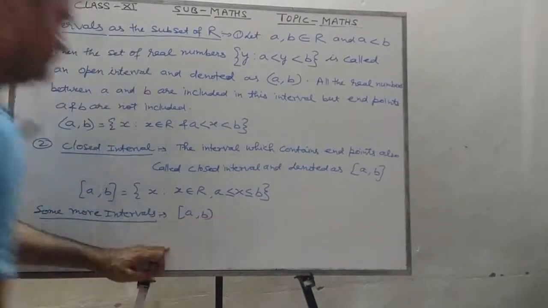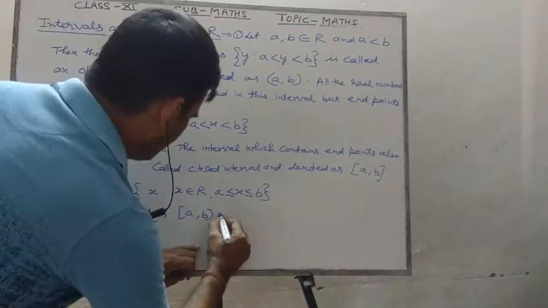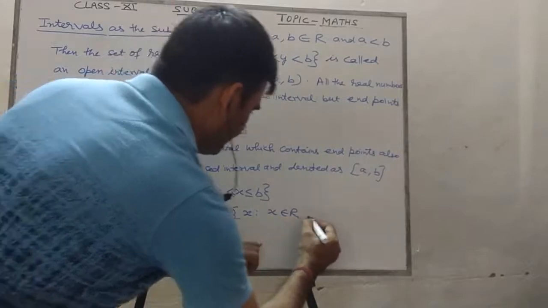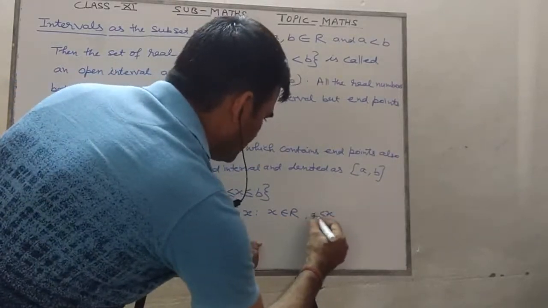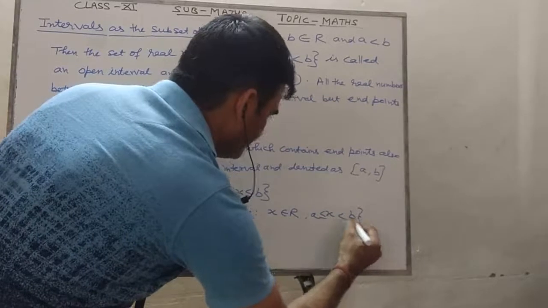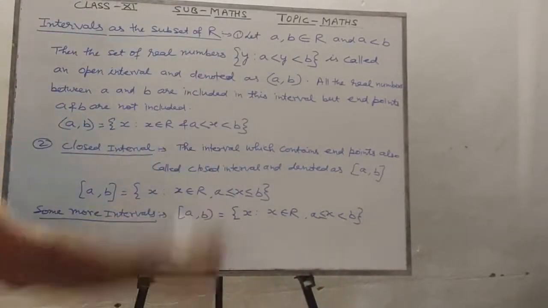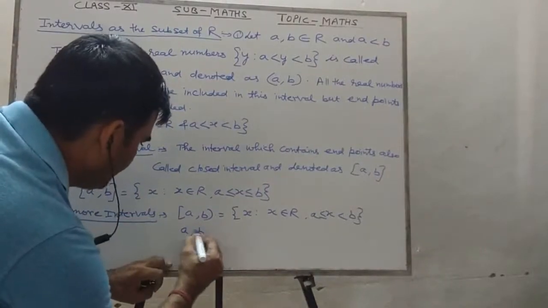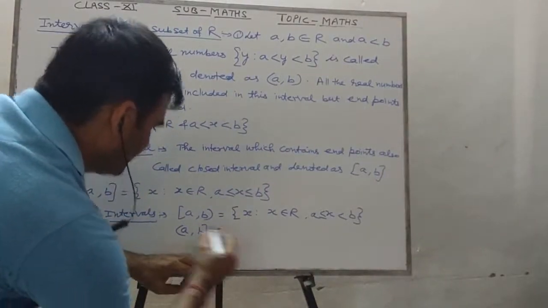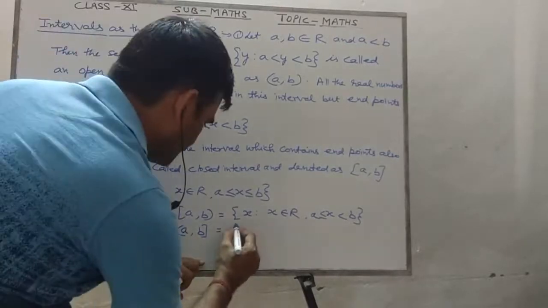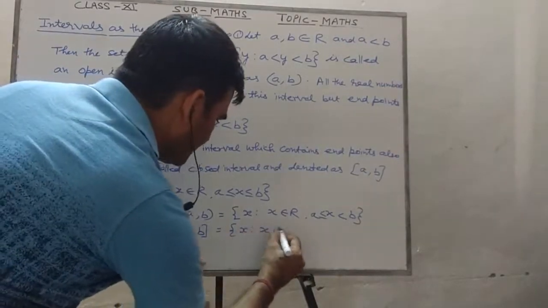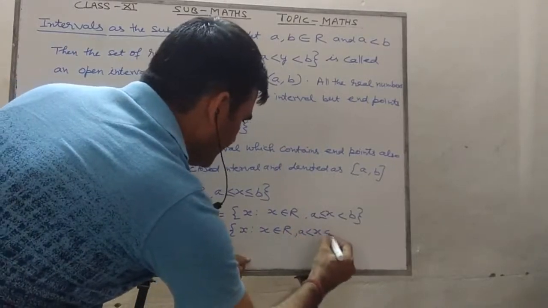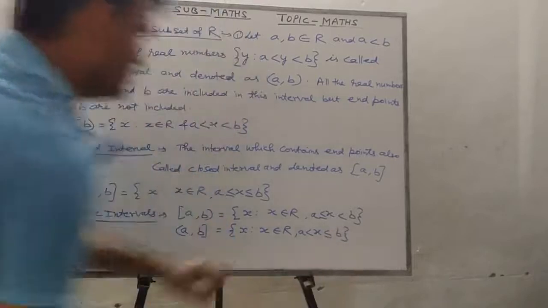Closed open. So what will it say? It will be x such that x belongs to R and x is greater than or equal to a but less than b. Here a will be included but b will not be included. Similarly, we may have (a, b], semi open closed, x such that x belongs to R and x is greater than a but less than or equal to b. This is another.